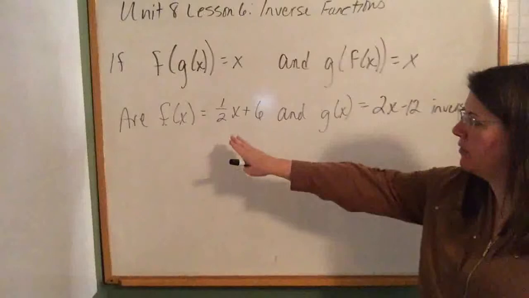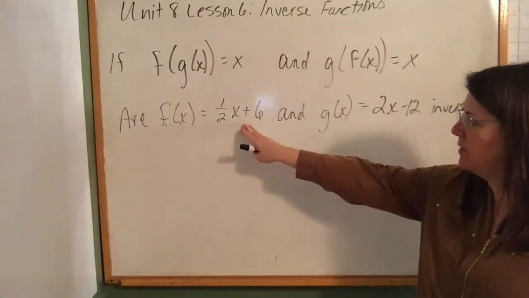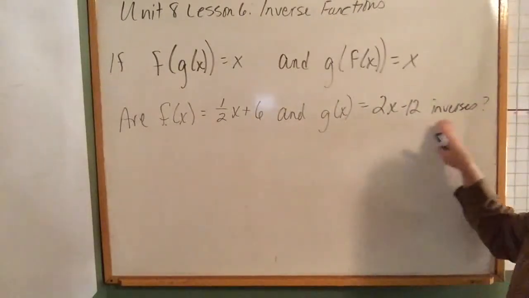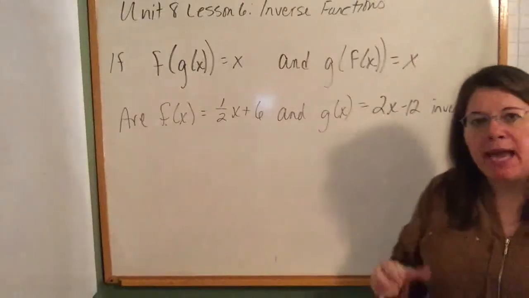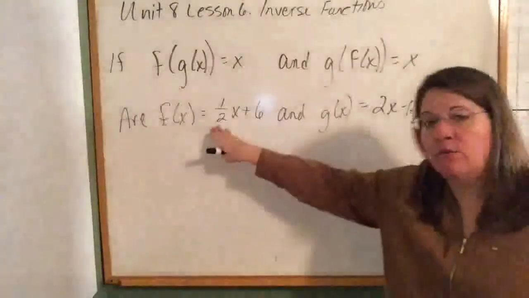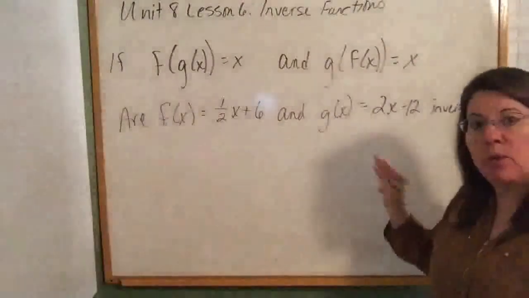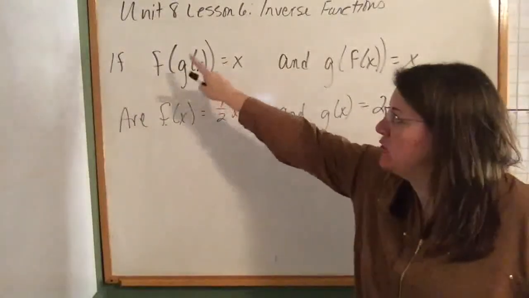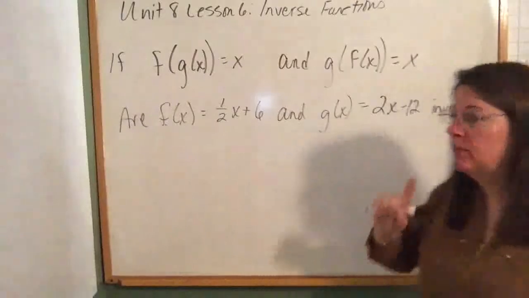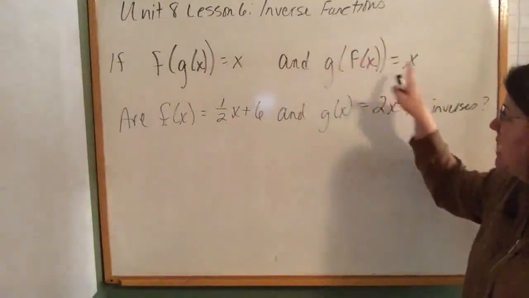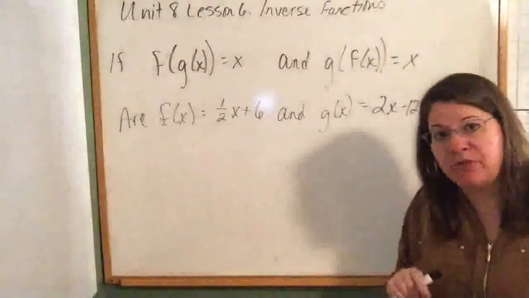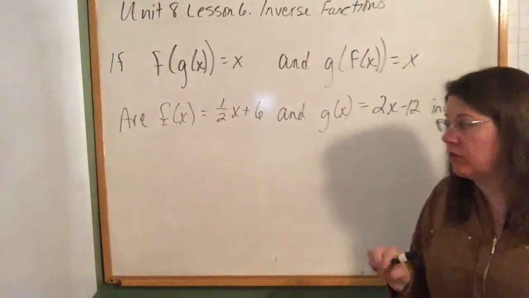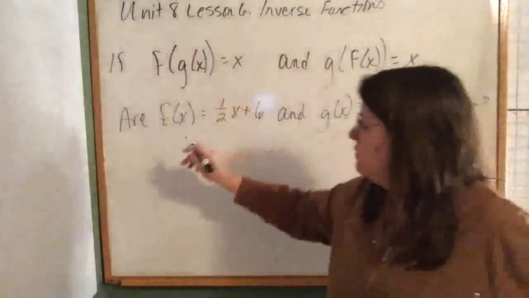So here, I'm asking the same question. Are f of x equals 1/2 x plus 6 and g of x equals 2x minus 12 inverses? Well, I could do that by finding the inverse of one and seeing if it matches. That's one way to do it. Or I could follow this. I could plug the g function into the f and see if I get x, and then plug the f function into the g and see if I get x. If I get x for both of those, then they will be inverses. So let's do that. f of g of x.